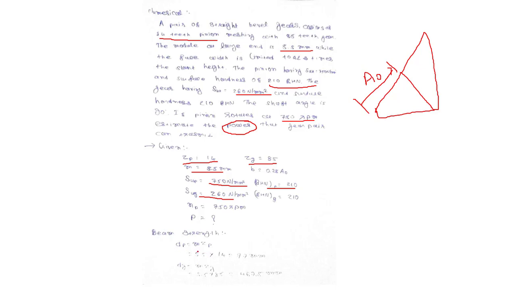It is M, module, into ZP. We have module 5.5 and ZP is 14, so we get 77 mm pitch circle diameter for pinion. The pitch circle diameter for gear is M into ZG, 5.5 into 85, so the answer is 467.5 mm.